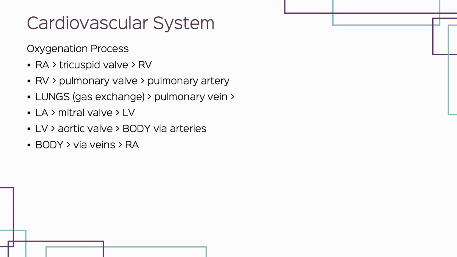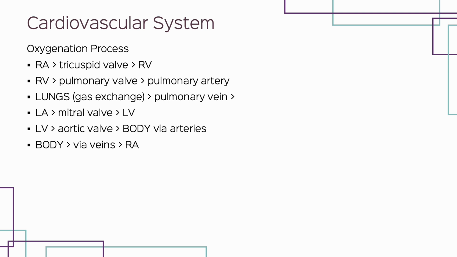Oxygenated blood is picked up and then returned to the heart through the pulmonary vein. Oxygenated blood will then enter into the left atrium from the pulmonary vein. And during diastole, blood will flow down from the left atrium through the mitral valve, also known as the bicuspid valve, into the left ventricle.